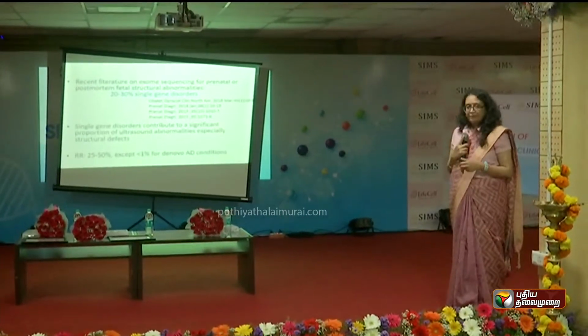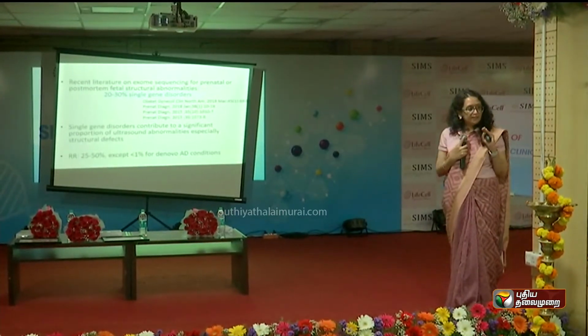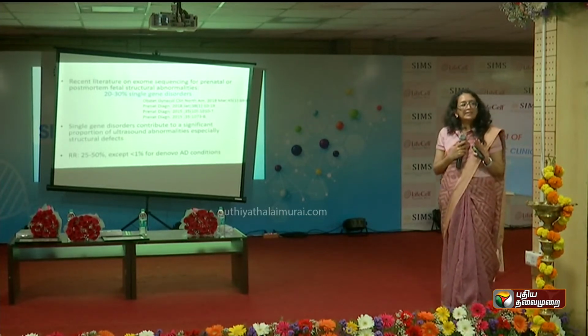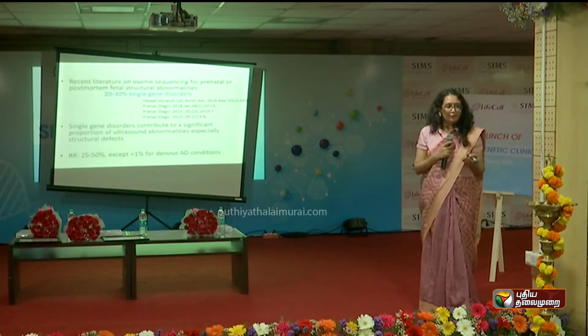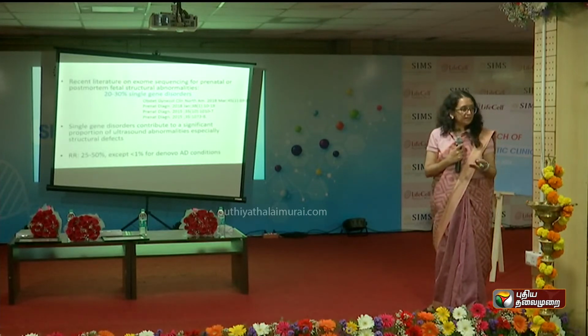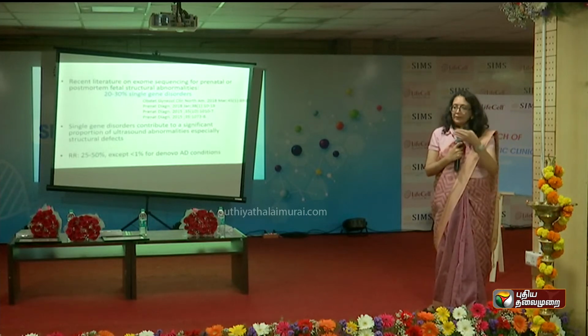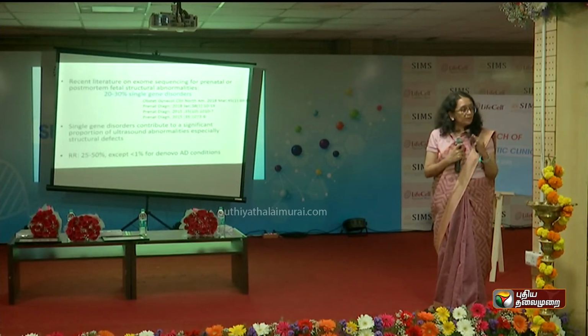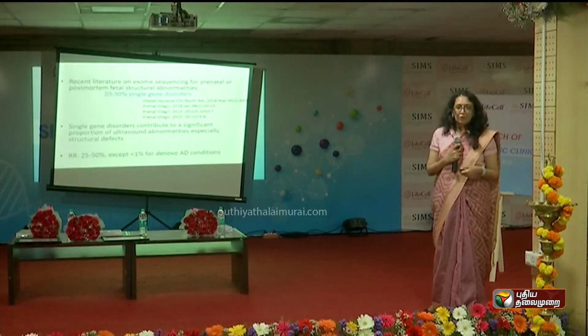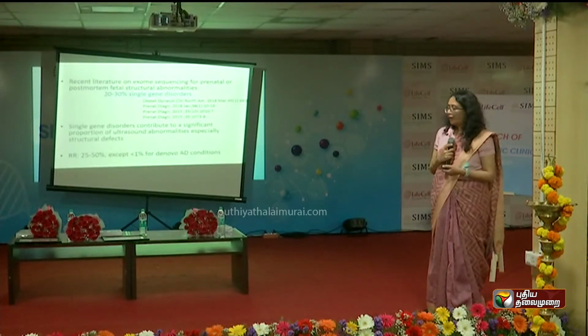Next slide. So now we have enough data which says that when there is a structural abnormality on scan, 20 to 30% of these cases will have a single gene disorder. So just doing a microarray is not enough. We should also be looking for these single gene disorders, and this helps us because we are able to prognosticate for the family. If the case turns out like the first case where it is poor prognosis, then they can decide to terminate. If it turns out like the second case where it's not such a bad prognosis condition, they can decide to continue. So it gives families more options and clarity about the outcome of the baby.